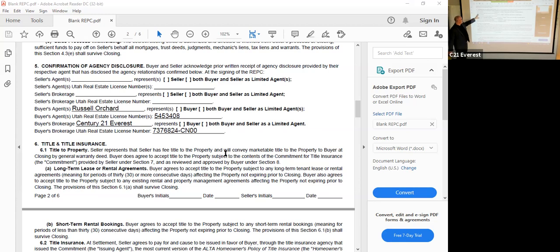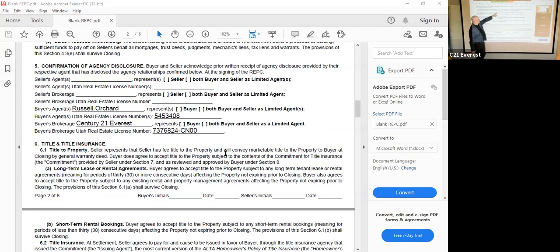But then some agents think, well, yes, I took care of it because I disclosed here, Russ Orchard disclosed that I'm representing the buyer. So here is my agency agreement, and that is false. Paragraph 5 does not say agency agreement. It says confirmation of agency relationship.